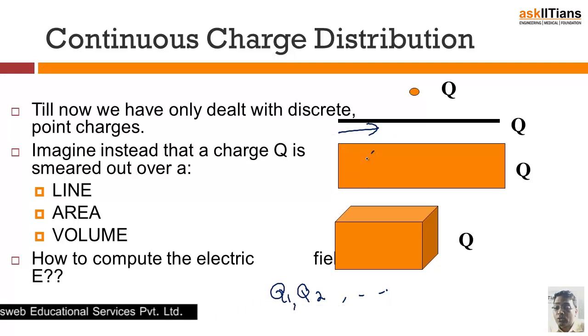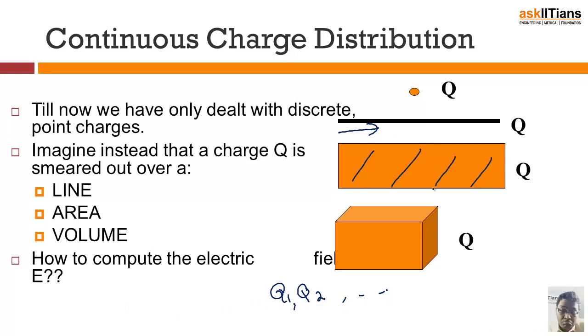Similarly, it can be distributed over an area, so the charge over this particular area may be constant. Similarly, the charge over this particular volume may be constant. So in this case, you will say it's a linear charge density. Here you are going to say surface charge density. Here you are going to say volume charge density.